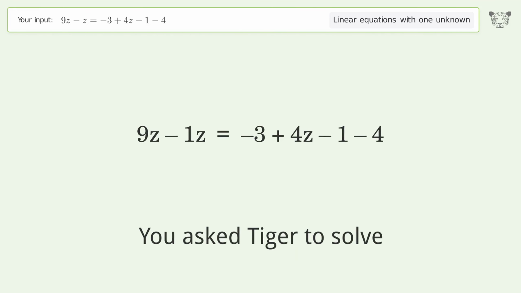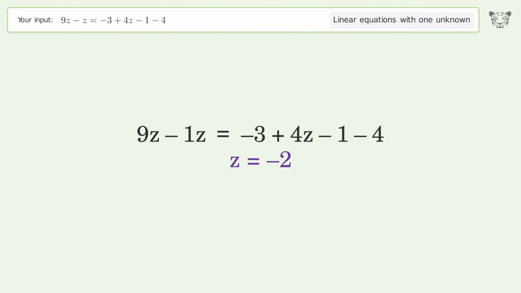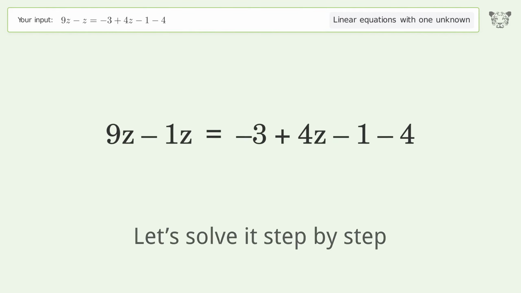You asked Tiger to solve this. It deals with linear equations with one unknown. The final result is z equals -2. Let's solve it step by step.